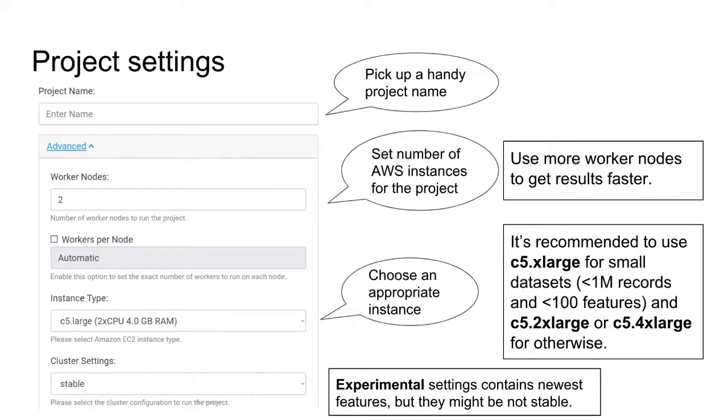So the worker nodes are more related to the deeper search during the optimization and obtaining the faster results, while the instance type is more related to the complexity of the problem you have, like for some complex problems with a large number of features or records, you should pick a larger instance size. Experimental settings contains the newest features. However, be aware that they might be not tested well, so they might not work stable.